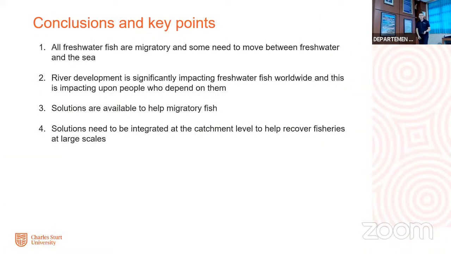And so just to conclude, and thank you all so much for your attention today. The 4 key points to take away from this lecture were that all freshwater fish are migratory. River development can impact the migrations. We can implement solutions to reinstate the migratory pathways for fish, but it is really important that we think about the whole catchment when we're implementing solutions so that we can rehabilitate the whole life cycles for fish.